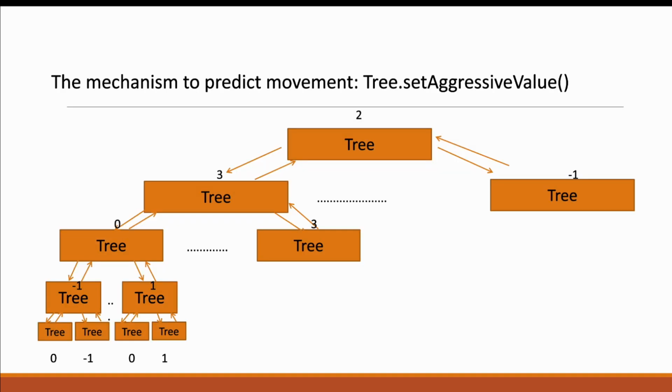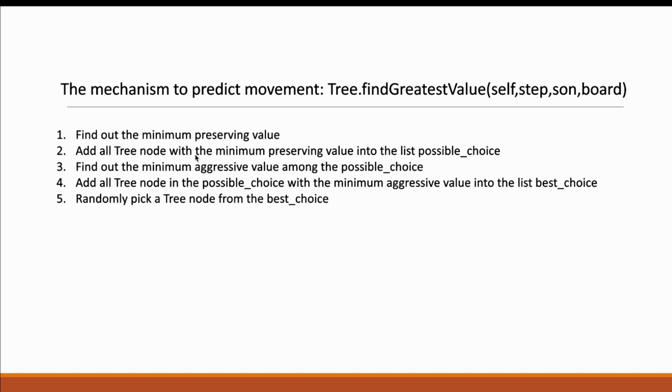However, it is rare that the preserving value of the top node receives a value of -1 or 1. Therefore, the set aggressive value function will be responsible for giving the bot a move. For the set aggressive value function, the program would add up the aggressive values of its son nodes, as shown on the slides. Therefore, the nodes will receive a variation of aggressive values, where the smaller values indicate more winning outcomes for the bot. Hence, the bot would take the move with the smallest aggressive value. If there are several moves with the smallest aggressive value, the bot would randomly pick one as its move.